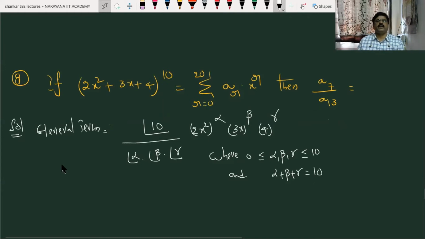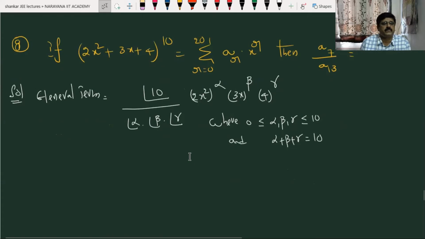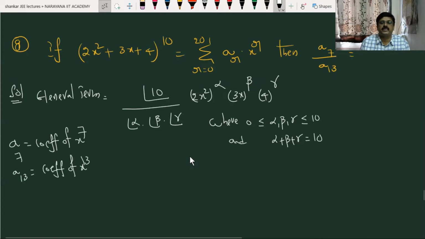If you take sigma here, it is giving the entire series. Now, A7 means coefficient of x power 7. Similarly, A13 means coefficient of x power 13. Right?